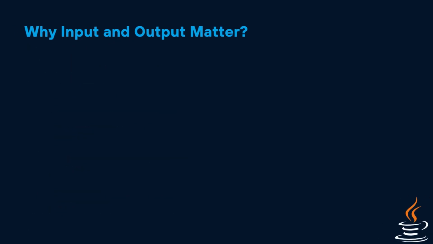So why is all this important? Input lets your program be interactive. Output shows the result to the user. File input and output help your program save data between runs. Without input and output, our programs would just run silently and do nothing visible.